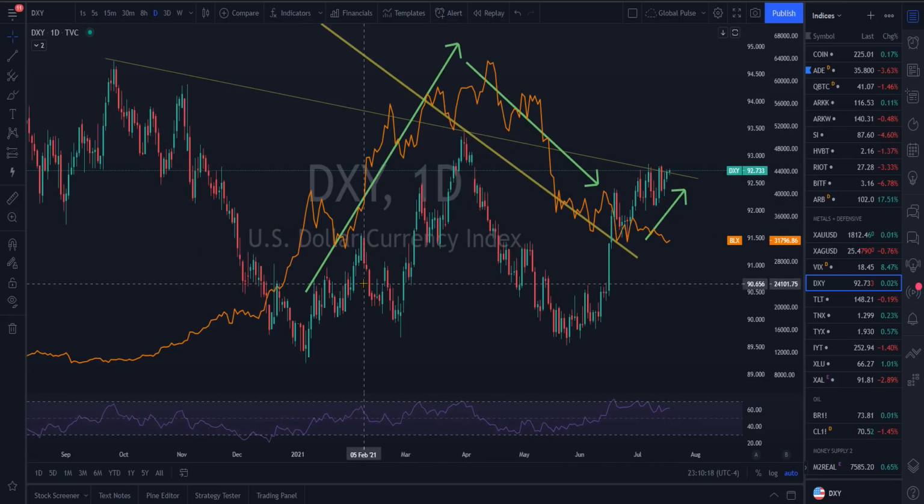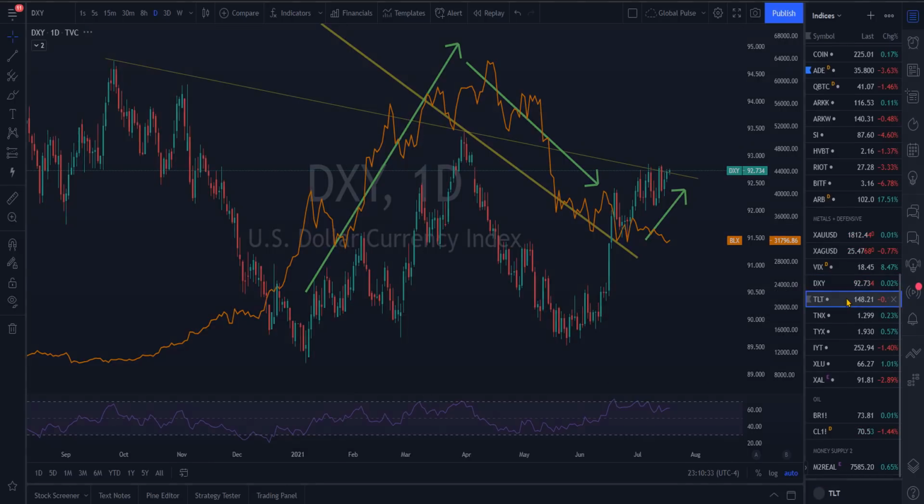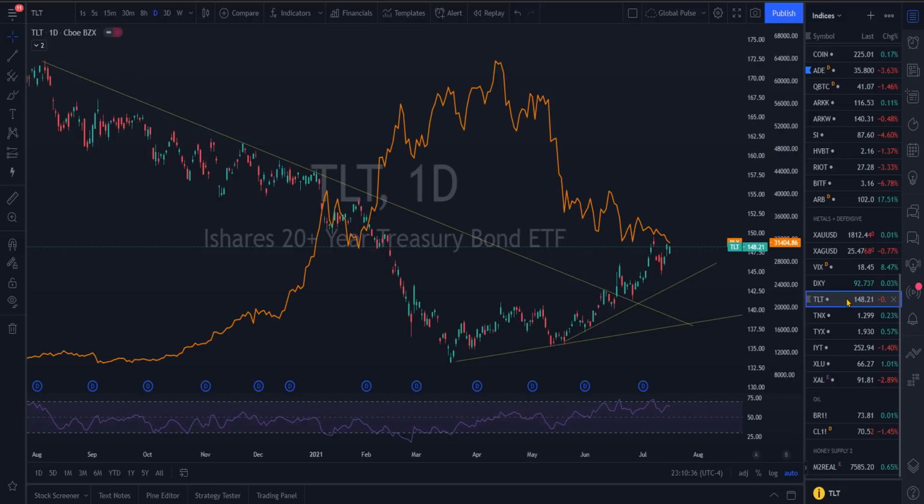The DXY, the dollar currency index, and Bitcoin have basically moved in the same direction. I know a lot of people say they move inversely. This is why it's so critical to look at the charts, let the charts speak to you without anybody seeking to interpret. You just interpret. It's the best thing to do.